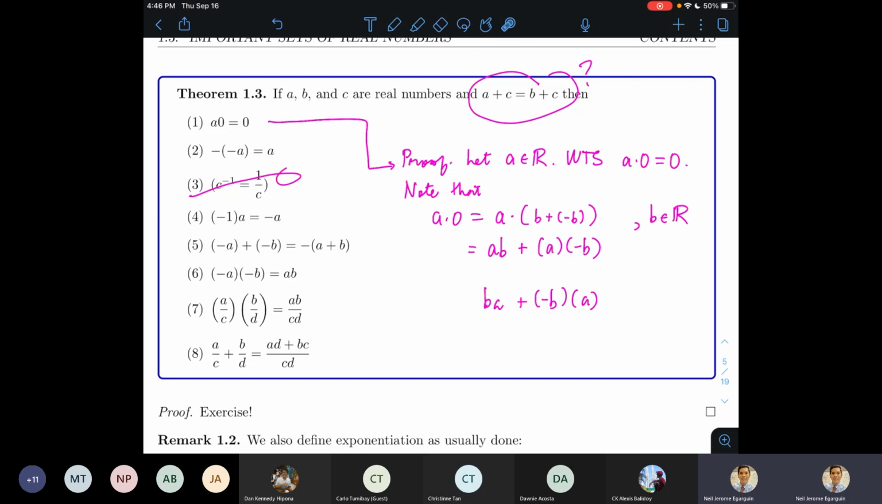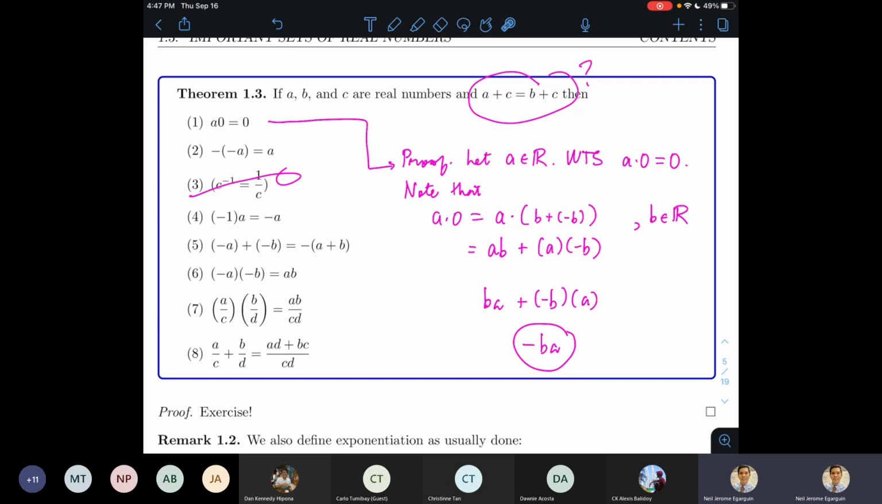Yeah, pero at least na-imagine mo yung gusto kong gawin. Ito rin yung una kong naisip eh. Dapat masulat ko siya na BA plus negative BA para maging additive inverse si negative BA ni BA pag in-add ko siya, 0 kagad. Pero ang problema, paano ko mapapalabas si negative BA? Kasi yung negative BA, additive inverse yan ni BA. Pero ito, product siya ng additive inverse ni B at saka ni A. And there's no theorem yet that will allow me to conclude that these two guys are equal to each other.